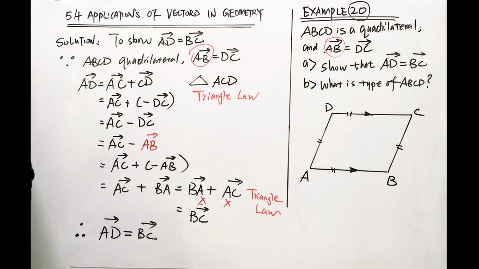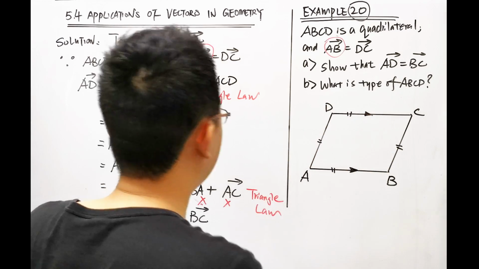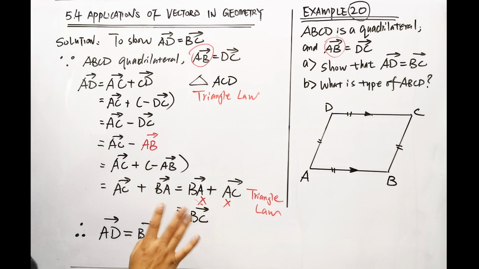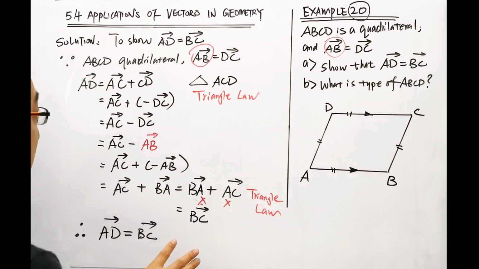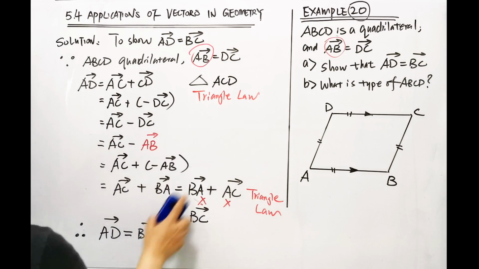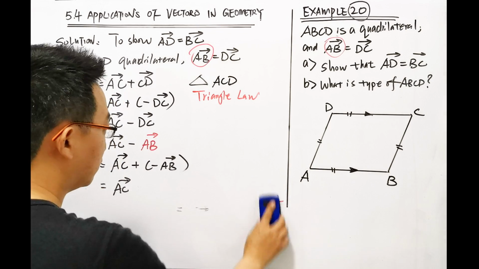Now let's look at the second question. What type of quadrilateral is this ABCD? Basically, just look at this diagram. We will see this is a parallelogram, but we have to prove this. The key point of this question is we have to prove that this quadrilateral is actually a parallelogram. That's the thing we're going to prove. So this is question A, right?